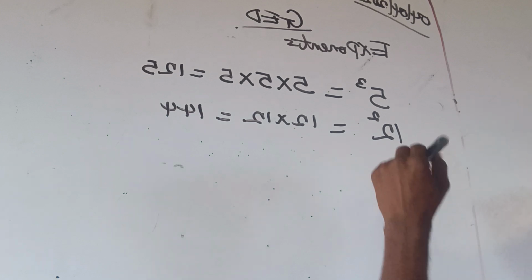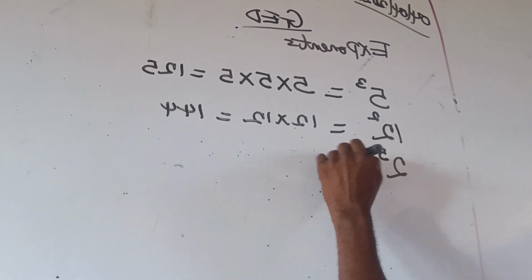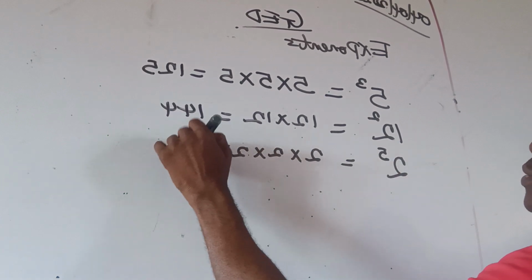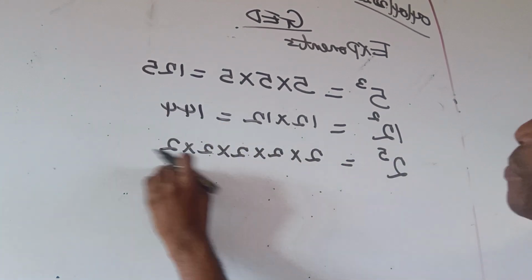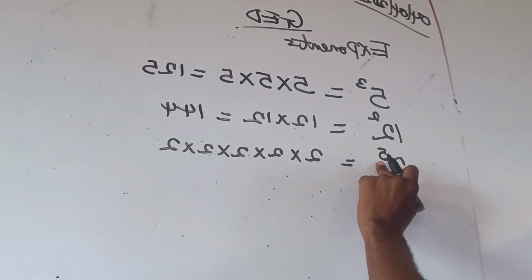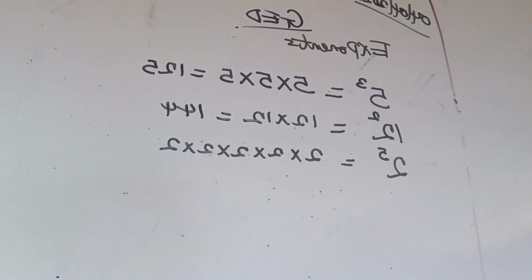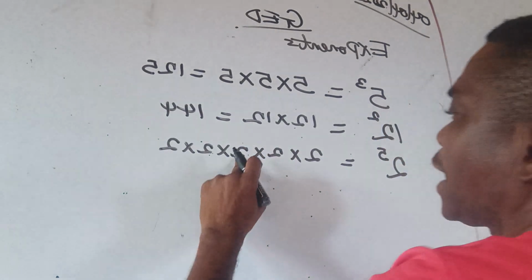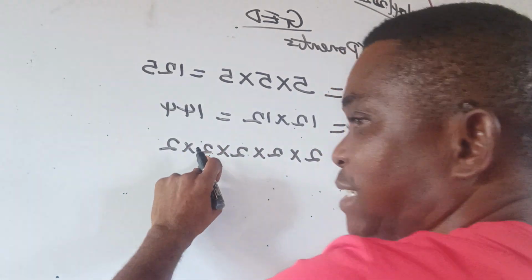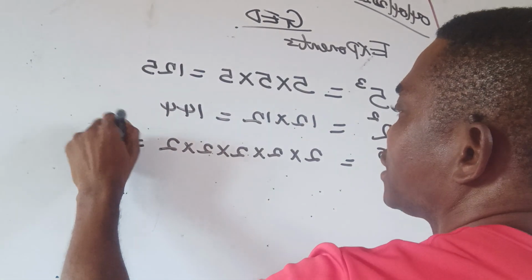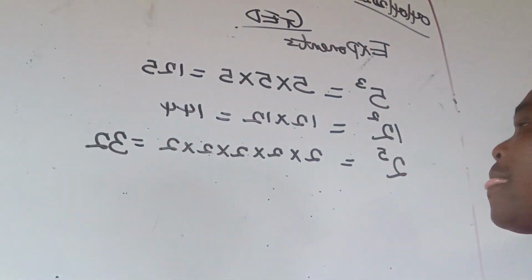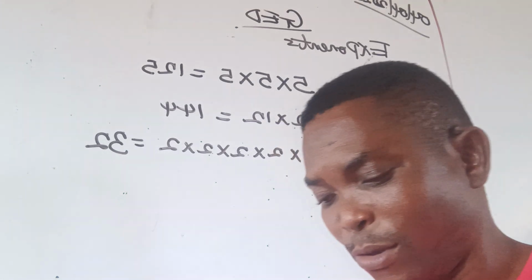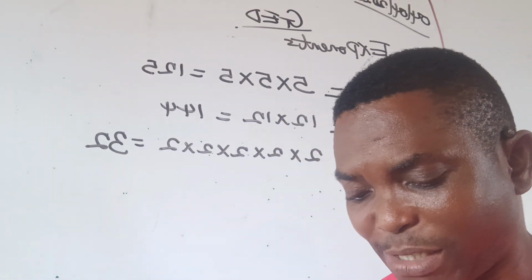Then we also have 2 raised to power 5. It means 2 times 2 times 2 times 2 times 2, with 2 appearing 5 times. 2 times 2 is 4. 4 times 2 is 8. 8 times 2 is 16. 16 times 2 is 32. So 2 raised to power 5 is 32. Is that noted now? So that's what exponent is trying to tell us.